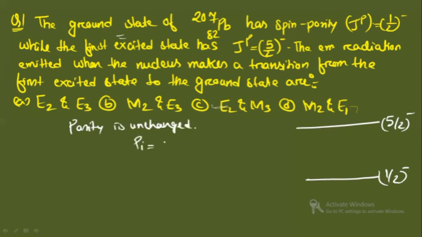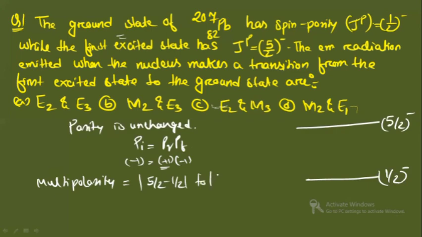We know Pi equals Pγ Pf. Here also you are having -1, here also you are having -1. So for the photon, it should obviously be +1, right? Next, we will check the value of L, the multipolarity. The multipolarity ranges from 5/2 minus 1/2 to 5/2 plus 1/2. 5 minus 1 is 4, 4/2 is 2. 5 plus 1 is 6, divided by 2 is 3. So L is 2 and 3.